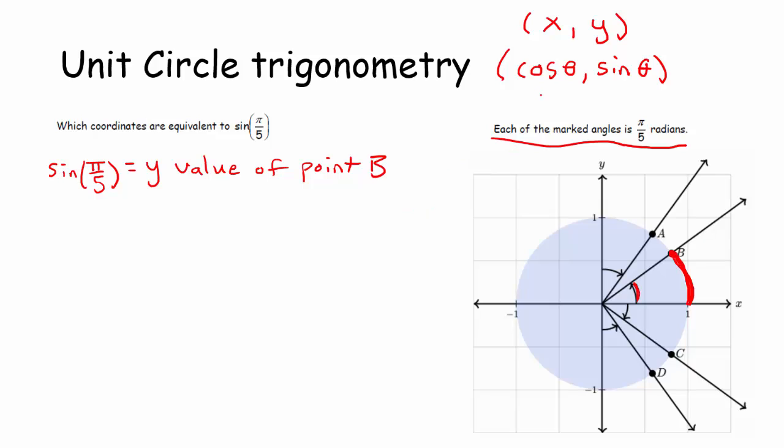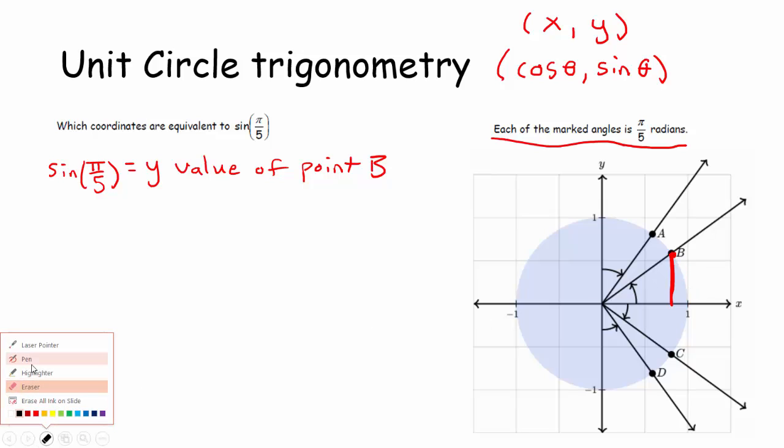Because that's the definition, sort of how the unit circle works here. If I'm at this point B right here, this y value, that is the sine of that angle in standard position. So now the tricky part here, though, is: are there any other lengths in the picture that are the same length as the y value of point B?